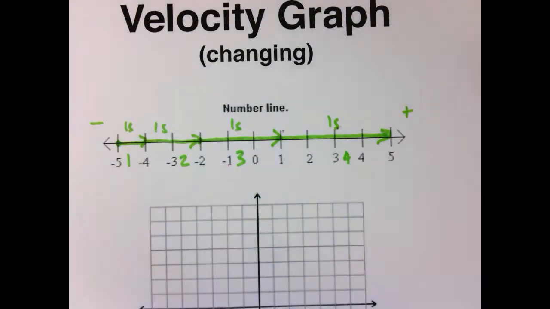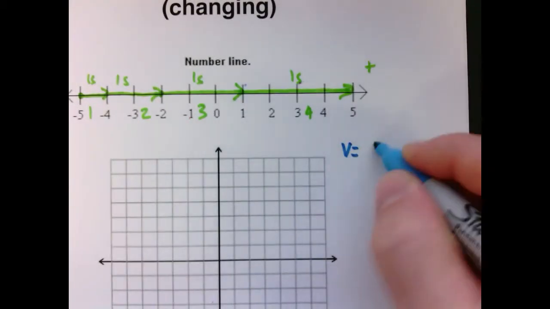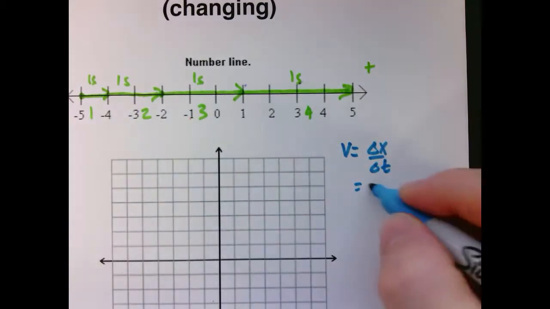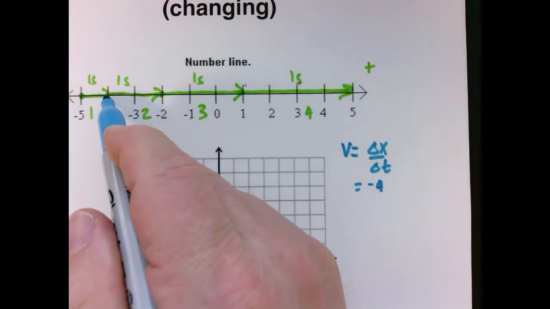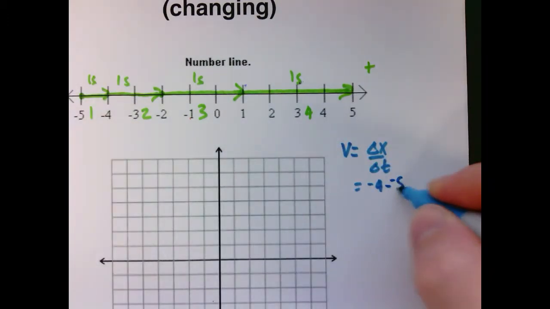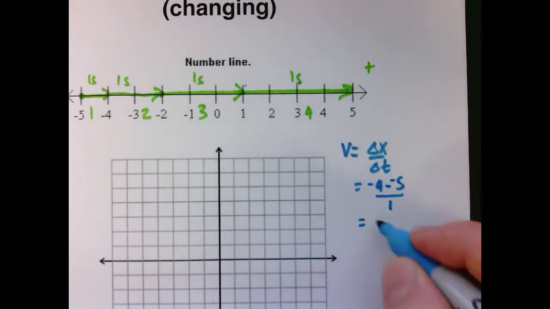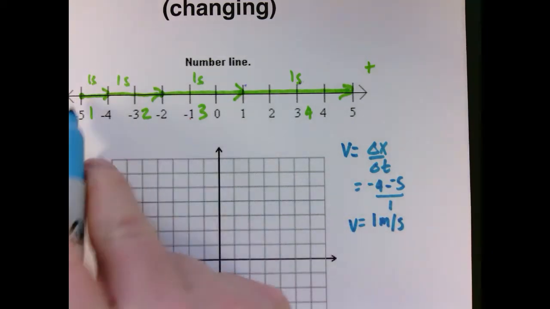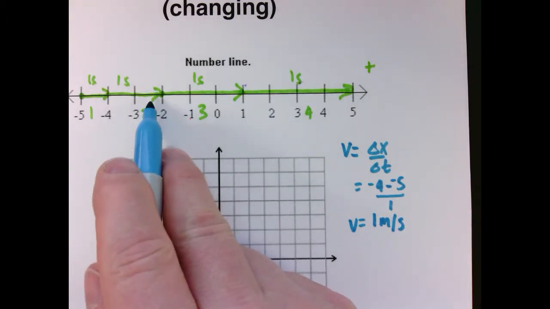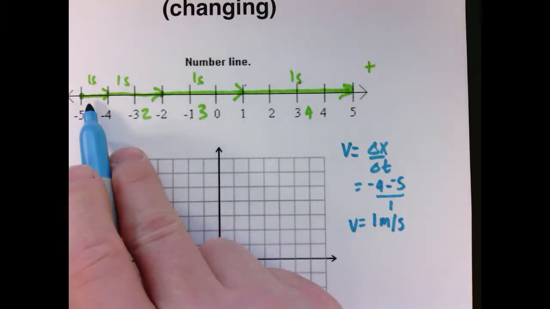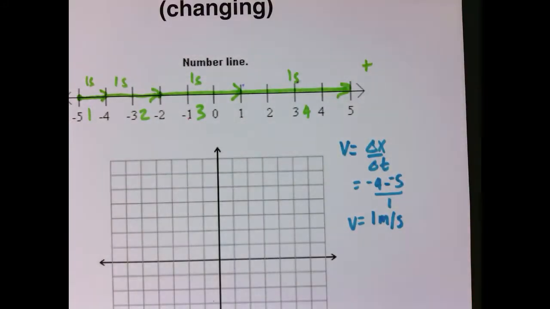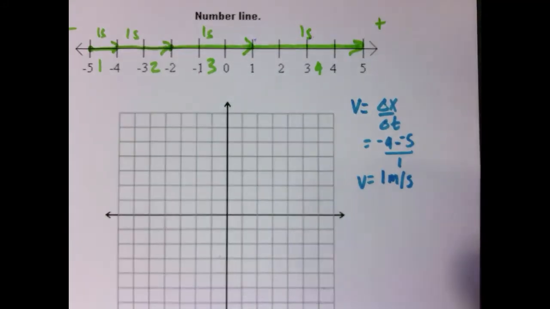Well, to calculate the velocity in these cases, we'd have velocity equals delta x over delta t. Our final position is -4 minus -5, all over 1 second, which gives us 1 meter per second. And you could see here that the denominator will change to 2. So we have a speed of 1 meter per second, 2 meters per second, 3 meters per second, 4 meters per second. The velocity is changing.